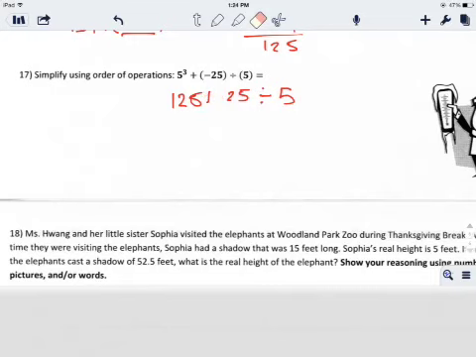I'm going to put parentheses around here. Okay, negative 25 divided by 5. Well, if I took negative 25 and broke it into 5 equal groups, each group would be negative 5. Oops, where'd my 5 go? Negative 5. So now I have 125 plus negative 5 would be 120. Done.